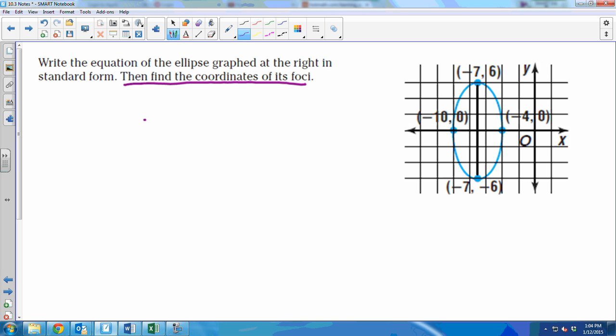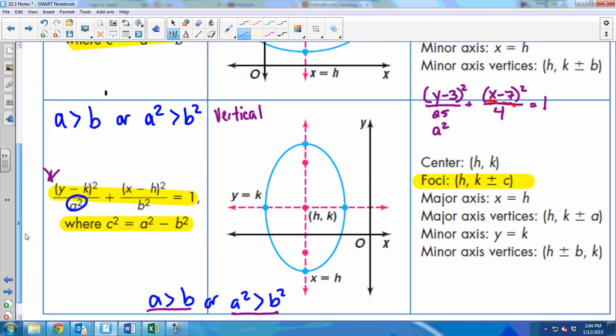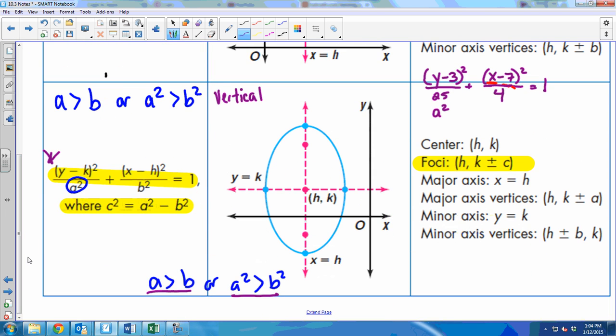Vertical. So if you go back and look here at the equation, I need a k and an h, which is the center, right? And I need a and b. a is the semi-major axis and b is the semi-minor axis. If you have a graph, you should be able to count and figure that out. And then we'll need to know what c is to find the foci later, but we'll come back to that.